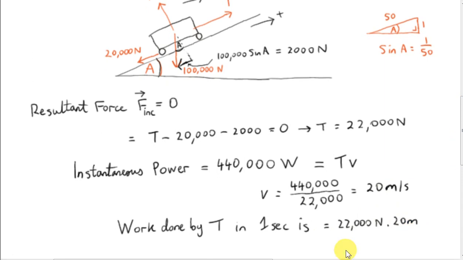You see, I'm just putting everything together now. If we multiply these out, we get 440,000 newton meters, which is 440,000 joules. Now this is the work done in 1 second, and that's the definition of power. If the force T does 440,000 joules of work on the train in 1 second, then we say the power is 440,000 watts.